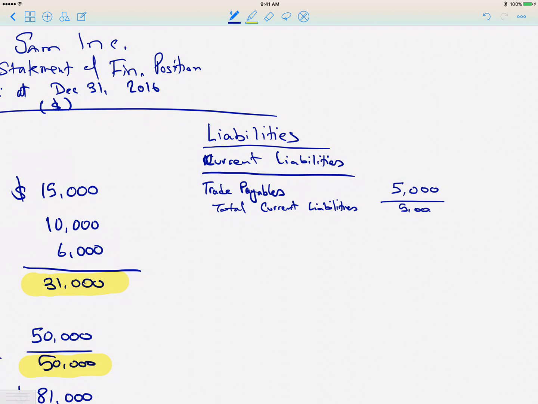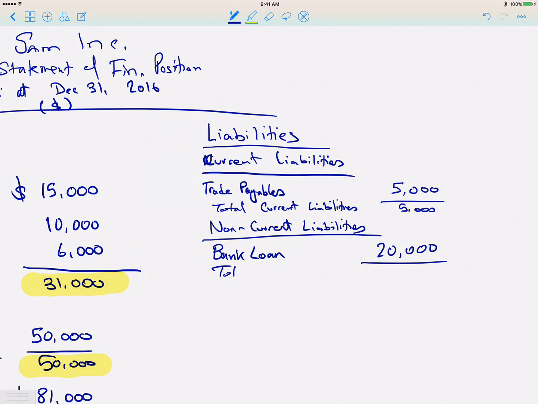They also have non-current liabilities. And they have a bank loan. And they currently owe $20,000 on this bank loan. So their total non-current liabilities are $20,000. So just like we did before, we add our current and non-current to give us our total. So the total liabilities of the company are $25,000.